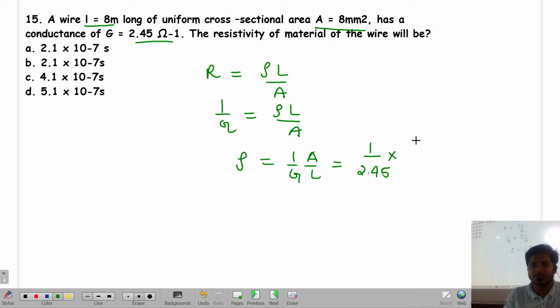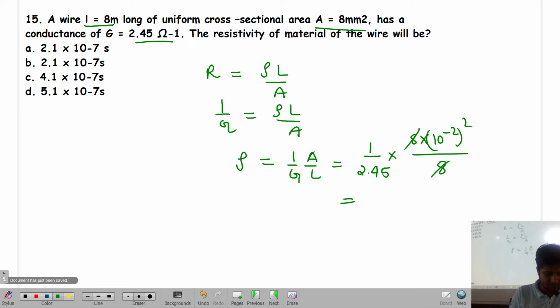What is G? G is given 2.45. Area is given 8 millimeter square, so 8 into 10 to the power of minus 2 whole square. Got it or not? Yes or no? After that, length is given 8 meters. This will be correct. So 1 by 2.45 into 10 to the power of minus 2. Yes or no? Okay.